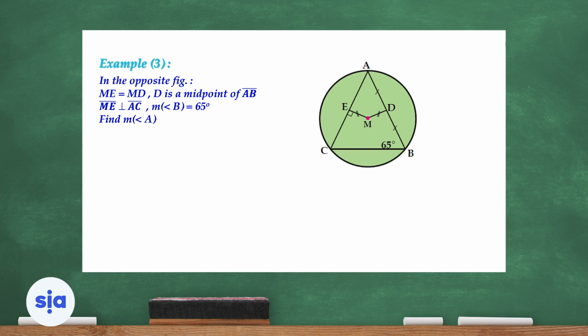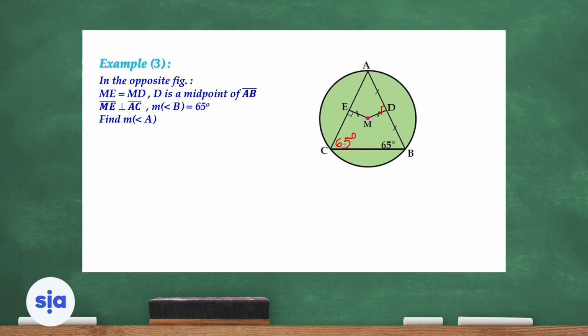If we start it, you will see that ME is equidistant from the center to the chords. As long as MD is a midpoint of AB, this angle is also 90 degrees. Automatically, if the two chords AB and AC are equidistant from the center, then these two chords are equal in length. So AB is equal to AC. In triangle ABC, as long as it's an isosceles triangle, this angle C is 65 degrees.